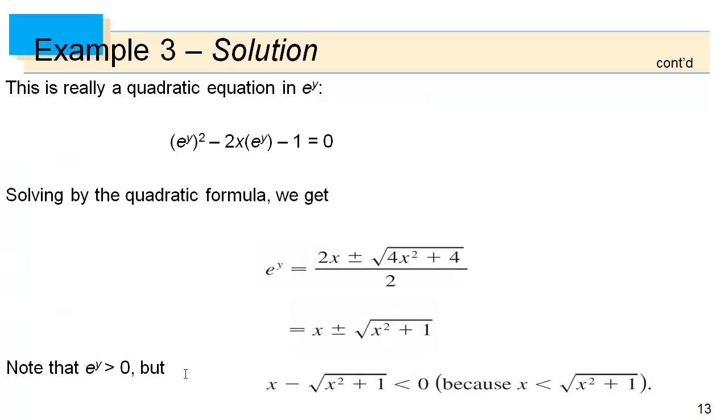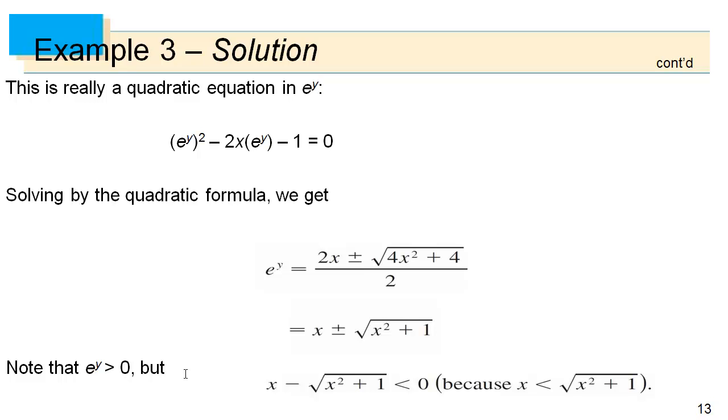So it's a quadratic in form. Those are the types of things you really need to keep an eye open for. They come up a lot in calculus and in other things. Seeing something that is quadratic in form, by using the quadratic formula, we can solve for what e to the y is.